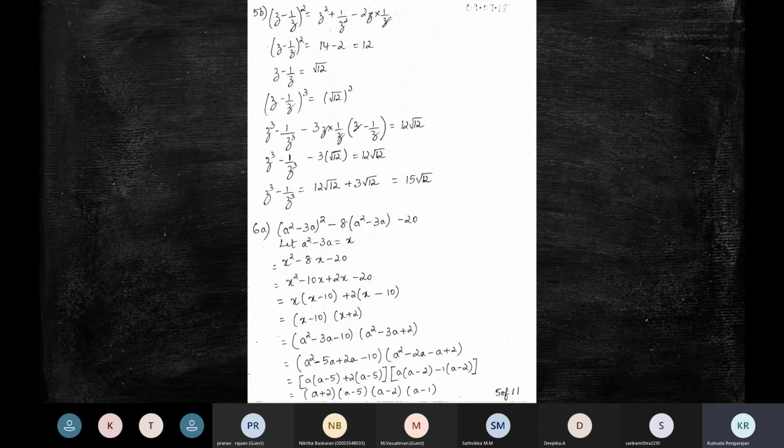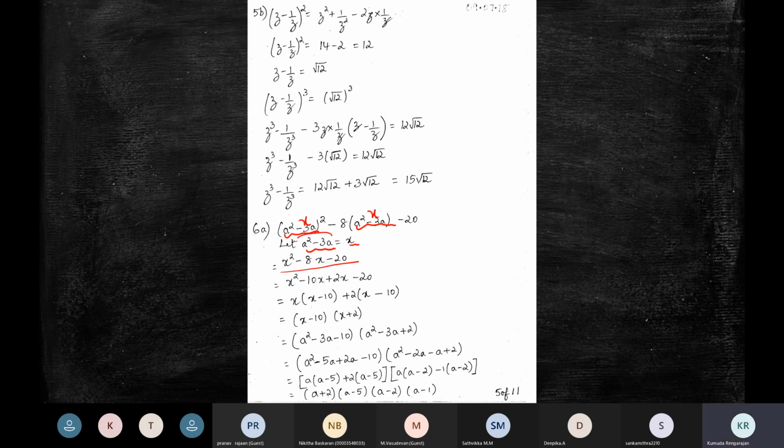So the answer for the first one, 6A, I had posted this question. Since a square minus 3a, you find this expression in more than one place, let a square minus 3a be x. So rewrite this: this is x, so x squared minus 8x minus 20.